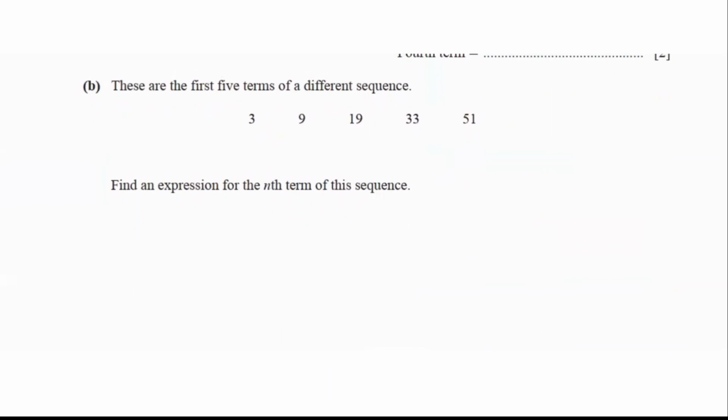Part B says these are the first 5 terms of a different sequence. Find an expression for the nth term of the sequence. So let's start with finding the common difference. 3 minus 9 is 6. 9 minus 19 is 10. 19 minus 33 is 14. And 33 minus 51 is 18. So as we can see, there's no common difference.